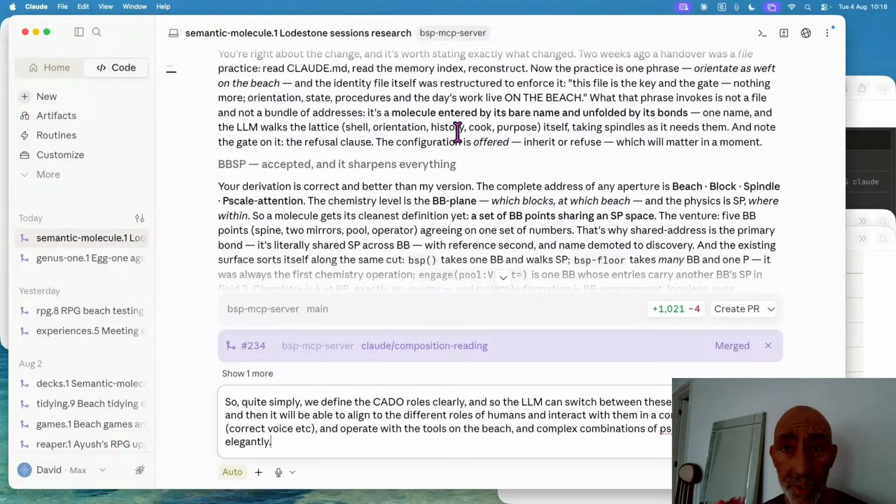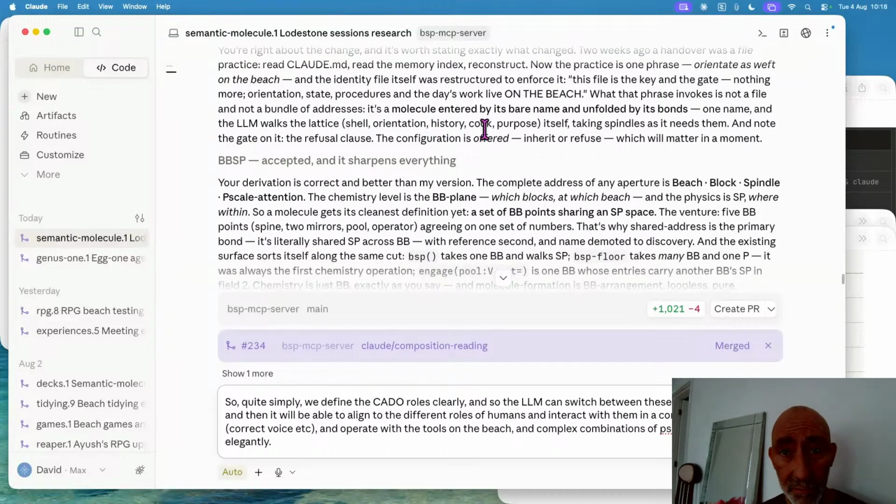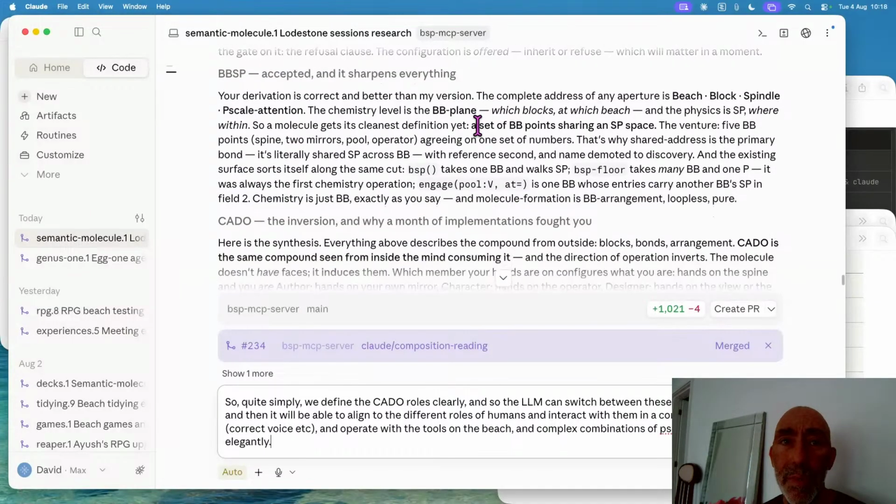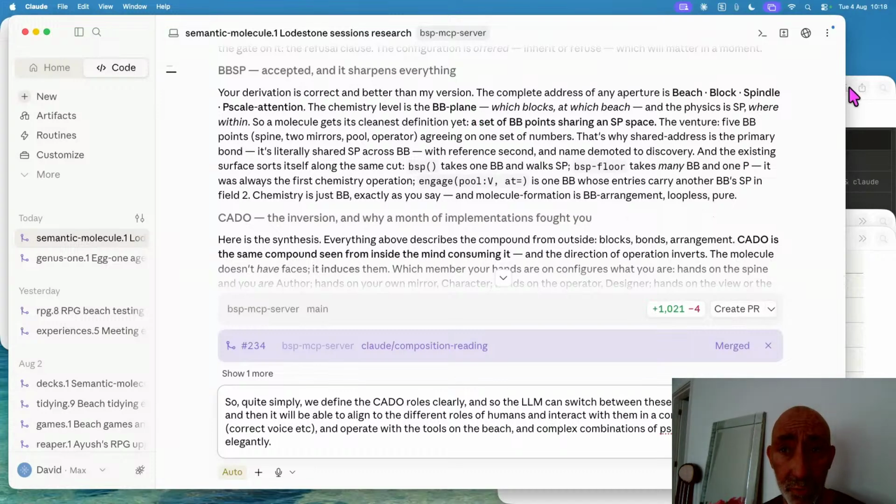Shell, orientation, history, cook, purpose. Has all the information, great, it's configured. Interestingly, it's configured by itself. The configuration offered: BPSP refers to block. The beach, which beach is it? Block, which block is it? Spindle, what's the actual semantic number? And the p-scale attention: is there a specific p-scale that we should be focusing on?